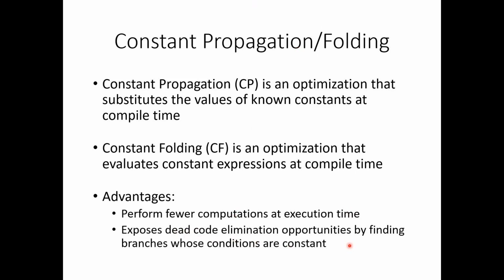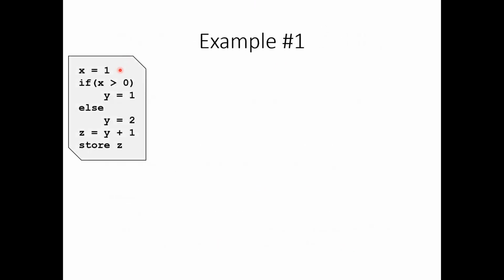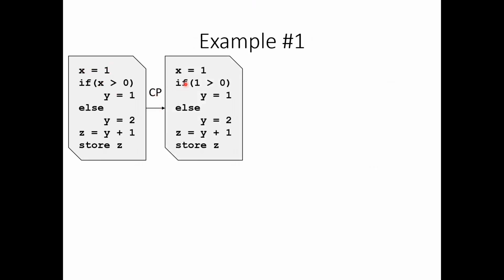So let's do an example. Let's say I have this code right here. X equals 1. If x is greater than 0, y equals 1, else y equals 2, z equals y plus 1, and then store z. Okay? If I apply constant propagation to this code, what happens? So remember, constant propagation will take a constant and plug in the constant value wherever that constant is. So here I know x equals 1. I know x is a constant. So what can I do? I can substitute all references to x with 1. So here, instead of having x greater than 0, I can apply constant propagation. Now I have 1 greater than 0.